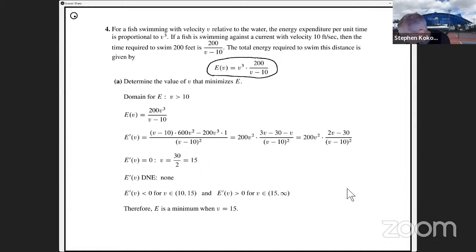So here's my expression for E of v. I did a little bit of simplification or rewriting, so that now this is again a rational expression in v, the quotient of two polynomials in v. How do I take the derivative? Well, I've got to use the quotient rule once again. Bring the denominator up, derivative of the numerator, 600v squared. Yep, that looks right. Minus the numerator times the derivative of the denominator. Hey, that's pretty easy. The derivative of the denominator here is just 1.